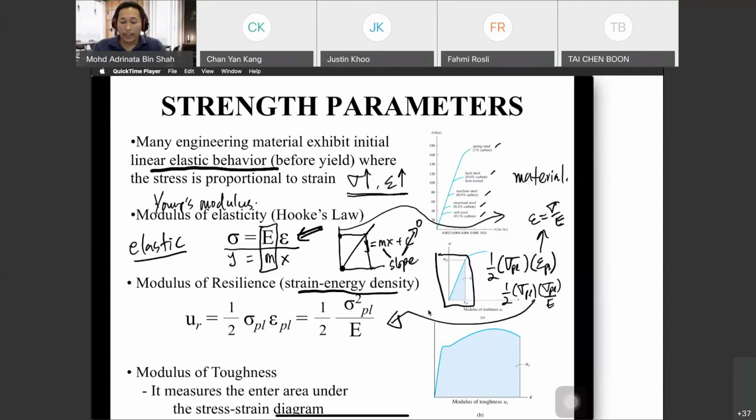Okay, and finally, we have the modulus of toughness. It measures the area under the stress strain diagram. So this is the area. You need to integrate the equation of our line diagram. So calculate the area, that is the modulus of toughness.